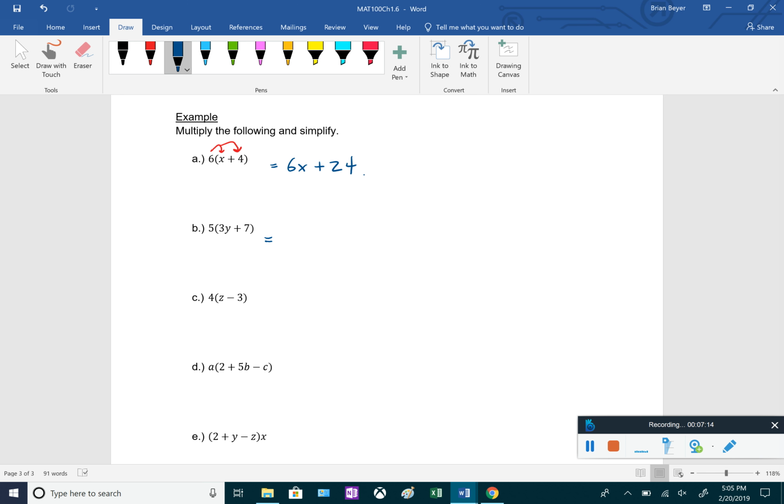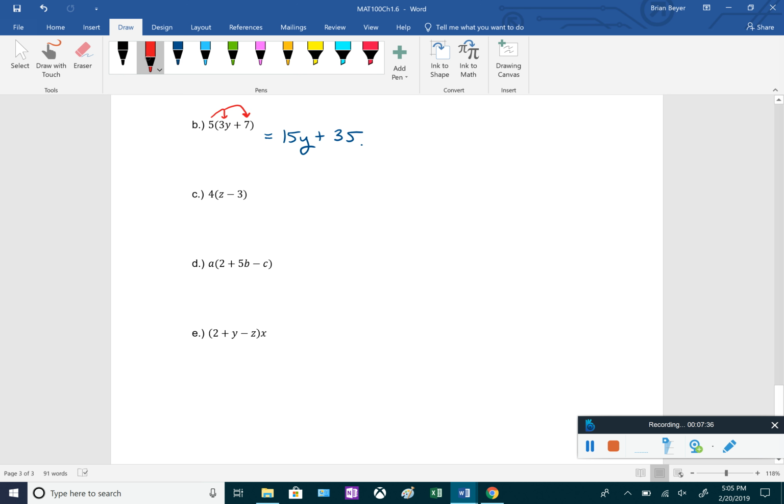Next one, we have 5 times (3y plus 7). So we're going to distribute the 5. So 5 times 3 is 15. So that first term is 15y. Plus 5 times 7. So plus 5 times 7 is 35. So 15y plus 35. Next one, we have 4 times (z minus 3). So we need to distribute the 4. So it's 4 times z minus 4 times 3. 4 times 3 is 12, so 4z minus 12.